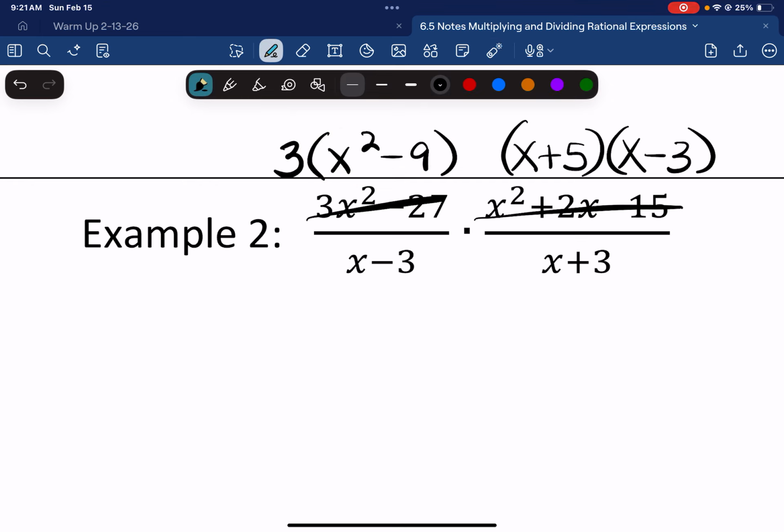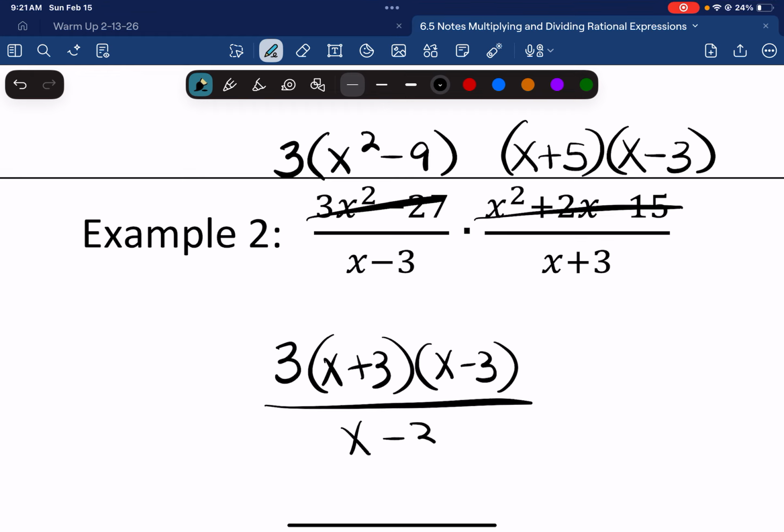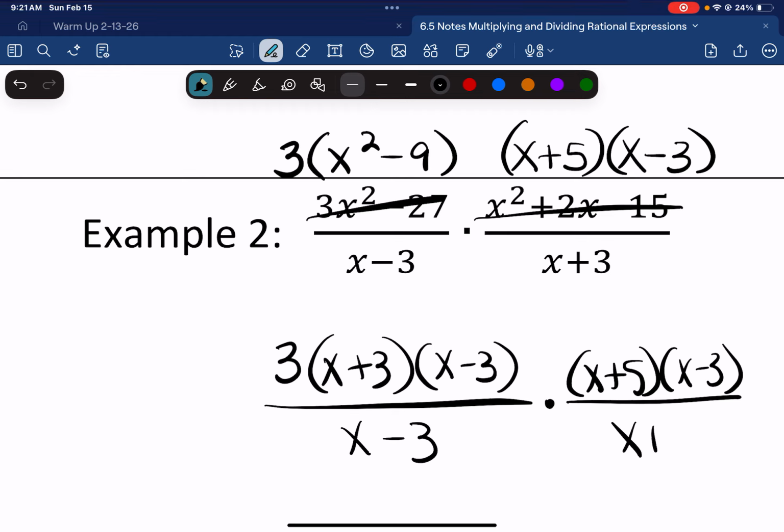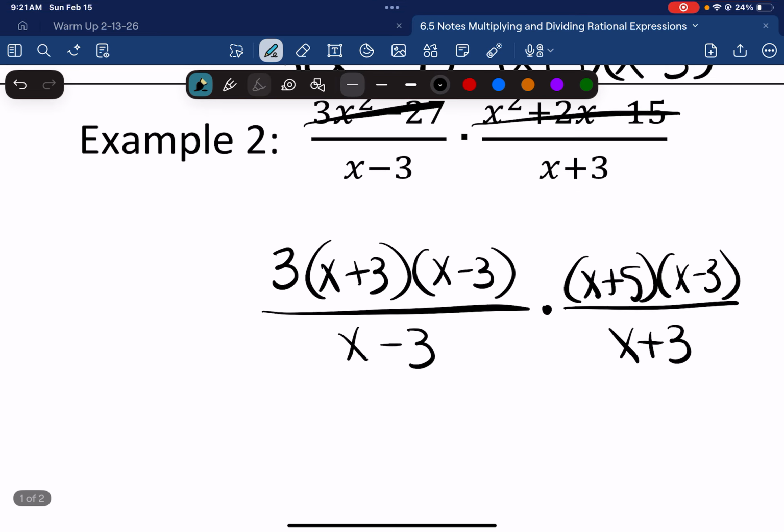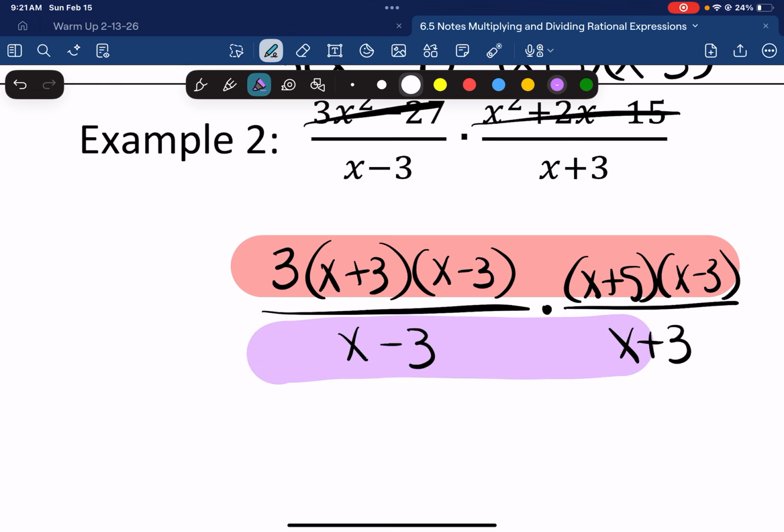So let's go ahead and rewrite this. We have 3, and then I am going to factor x squared minus 9 into x plus 3 times x minus 3. My denominator doesn't change. I can't factor that anymore. And there's nothing that I can do to factor x plus 5 times x minus 3 anymore either. It's all the way broken down, and x plus 3 is my denominator. So now we look at both of our numerators as 1 unit and both of our denominators as 1 unit, right? What do you see that you can simplify?